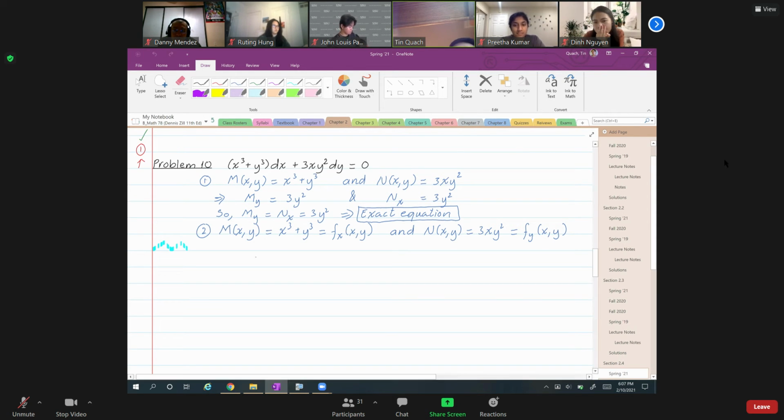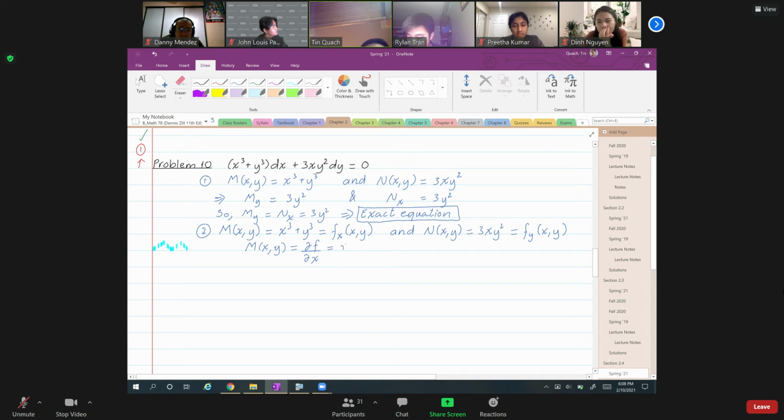So I'm going to rewrite M of xy, which equals the partial derivative of f with respect to x, equals x cubed plus y cubed. If I want to find out what f is, I just need to integrate both sides. When you integrate the left-hand side, you get f of xy, because when you integrate, you cancel out the derivative.